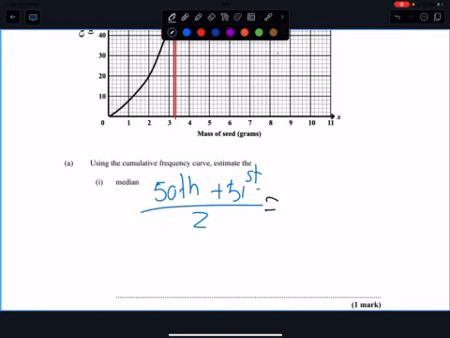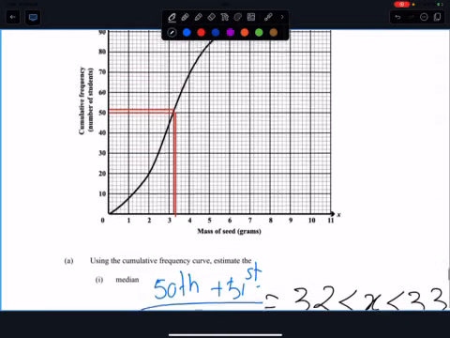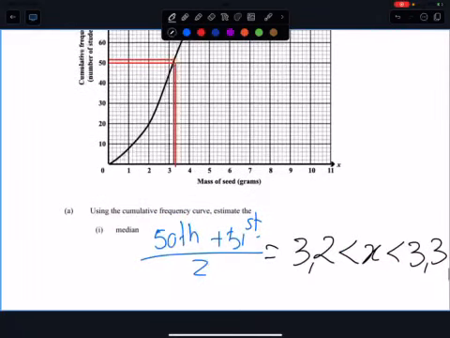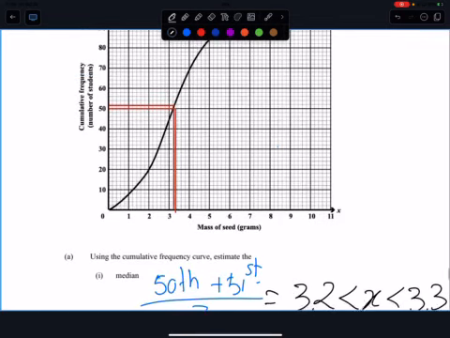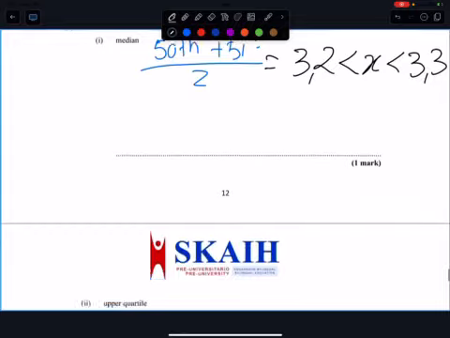Let's see. It's page 12. Your answer should have been somewhere about 3.2 and 3.3, around there, using the graph. Not always do they say use the graph. Do not forget, for even numbers, the 50th number and the 51st. They can give you 120. Oh, that means 60 and 61. That is the median between 3.2 and 3.3.